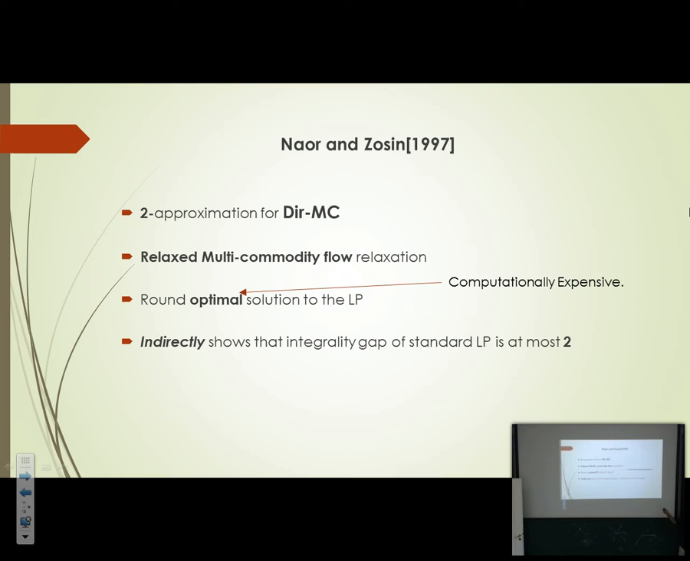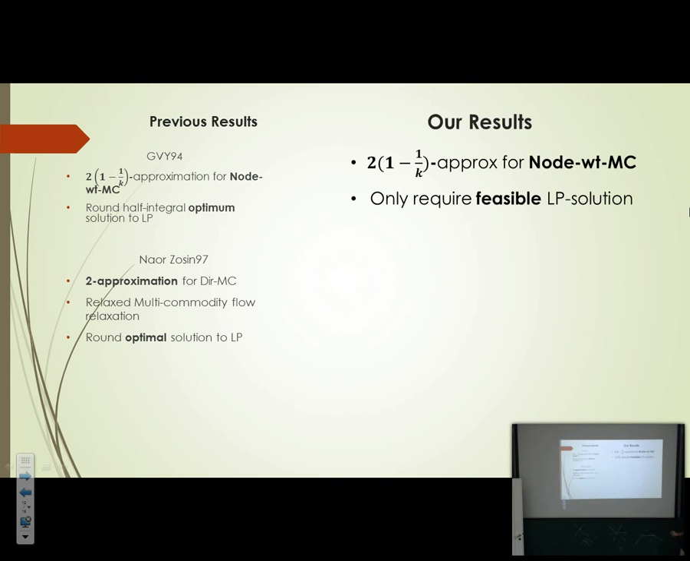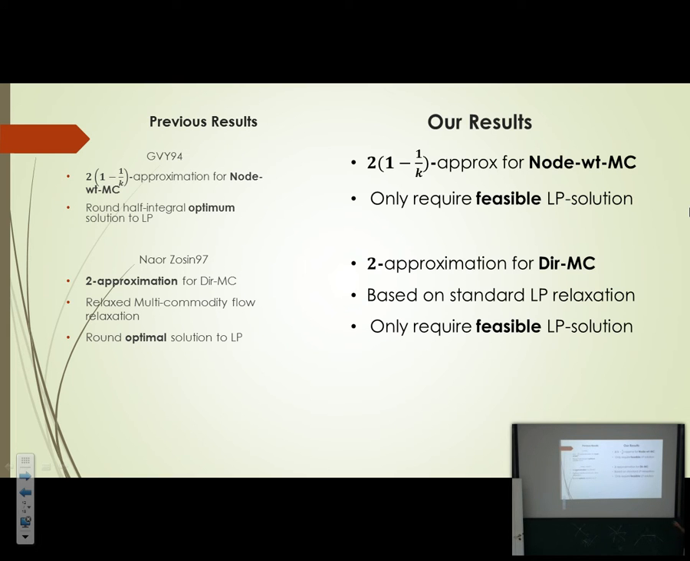Now again, computing the optimal solution can be expensive. Also, we would like a direct proof of the integrality gap of the LP. So we get the same approximation factor, so we don't improve the constant, because under the unique games conjecture, the factor 2 is the best. Our algorithm requires only any feasible solution. So if we have a 1 plus epsilon approximation of the LP, we get a 2 times (1 minus 1 over k) times (1 plus epsilon) approximation. For the directed case also, we get 2 approximation.